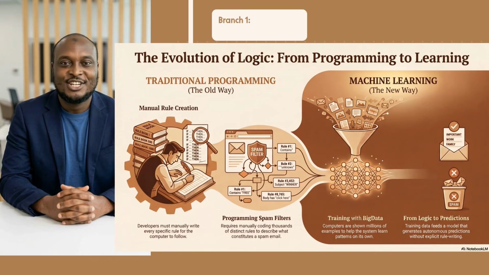Machine learning changed how software is built. Instead of writing every rule manually, developers train computers using large amounts of data. For example, rather than programming thousands of rules that describe spam emails, we show the computer millions of examples. The system learns patterns on its own. This shift from explicit programming to learning from data is one of the biggest milestones in AI.